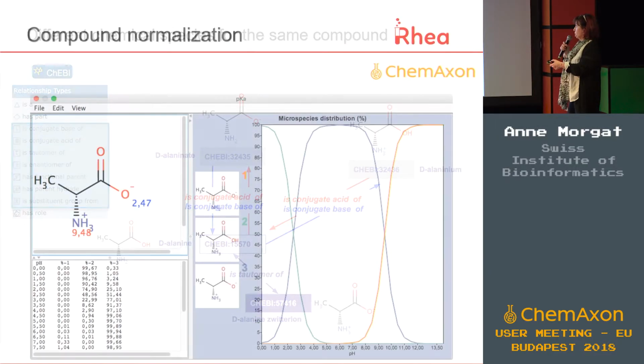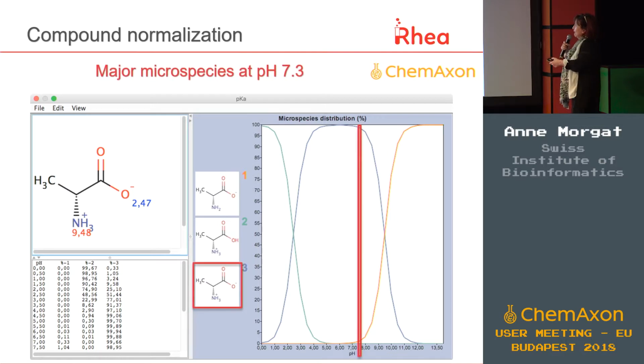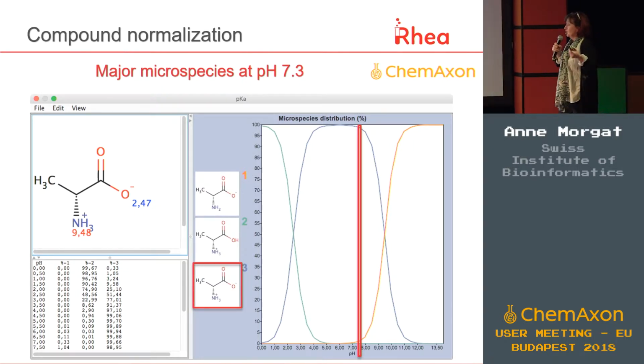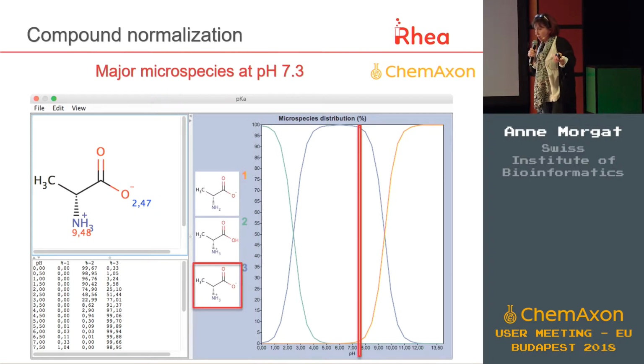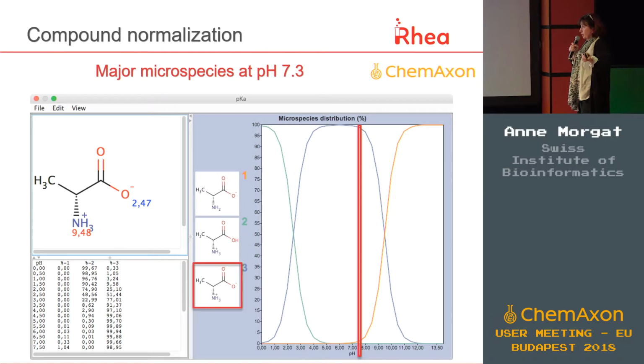So in the RHEA project, we decided to normalize ChEBI compounds by using the major microspecies at pH 7.3. Why pH 7.3 and not 7 or 7.5? It's just that when we started this project, we used the same pH as one of our competitors, MetaCyc, the pathway resource that was developed by Peter Karp at SRI.